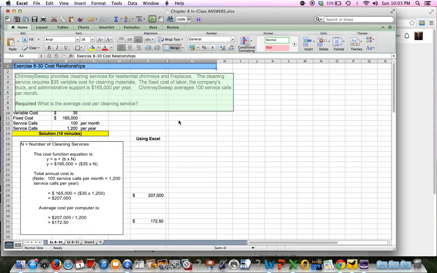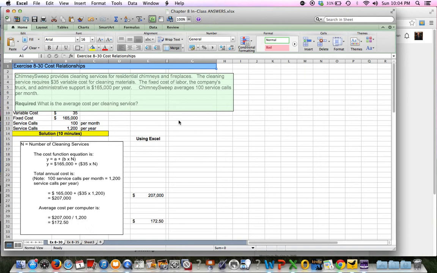And you can see that for this one, we got Chimney Sweep provides cleaning services for residential chimneys and fireplaces. The cleaning service requires $35 variable cost for cleaning materials. The fixed cost of labor of the company's truck and administrative support is $165 per year. The sweep averages 100 service calls per month. So the question then becomes, what is the average cost per cleaning service?